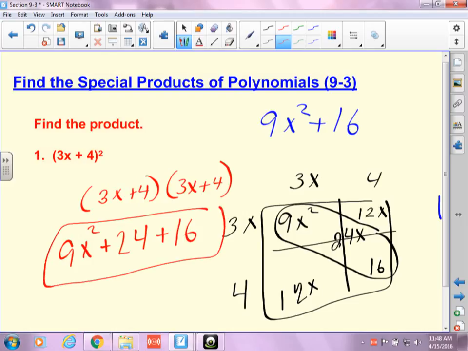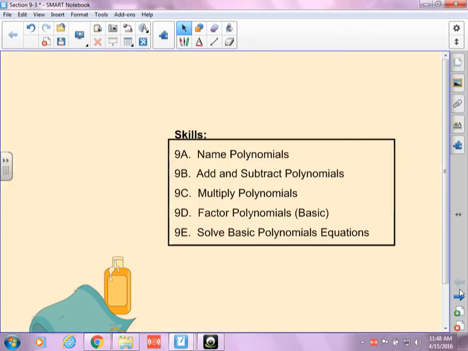Okay? Notice that doing what they did, I'm missing that middle term. So this does not work. Don't do that. But that's a common mistake. Okay? Alright, let's move on.